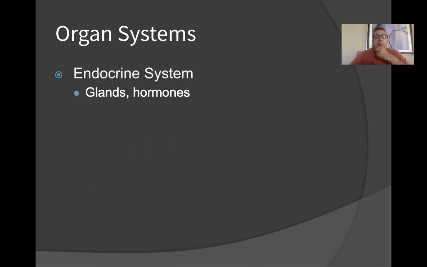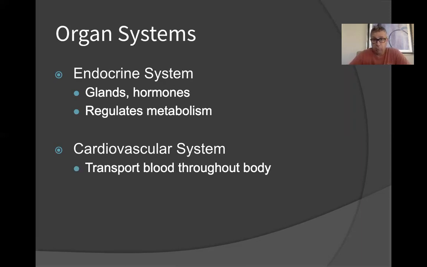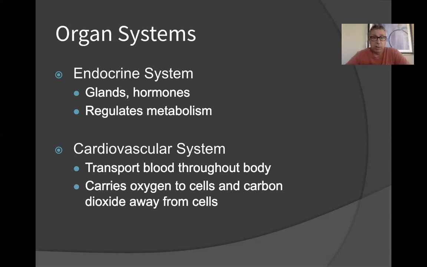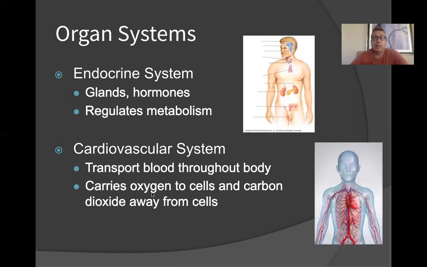Next, we have the endocrine system. So this is glands and hormones. It regulates our metabolism. This is our system that sends chemicals from one location to another, and fight or flight. I think you've talked about that. Have you heard that? That's all based on the endocrine system. The cardiovascular or circulatory system, sometimes it's called that as well, consists of your heart and your blood. So it transports blood throughout your body, carries oxygen to the cells and carbon dioxide away from the cells into the atmosphere. Okay, so there's our endocrine system, made up of a bunch of glands.